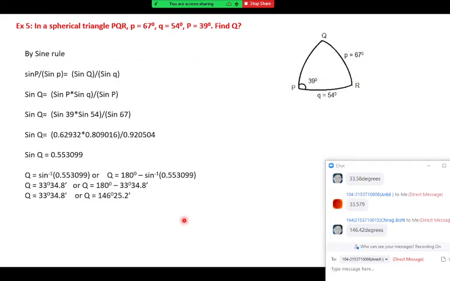Does anyone have a doubt up to here, how we got these values of Q? No, sir. Okay, now can you guess which should be the correct answer? We got two angles for capital Q, so should 33 degree be the answer or should 146 degree be the answer? 33 degree. Why 33 degree? Because, sir, small q has a small angle. Okay.